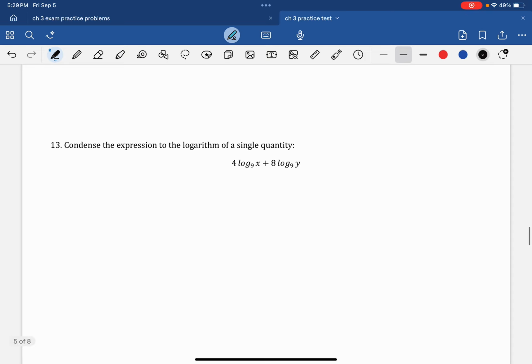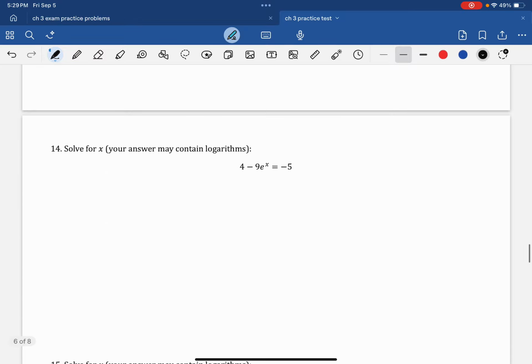Next question. Condense the expression to a logarithm of a single quantity. Here we're going to use our helpful formula. Whenever we have a coefficient in front of a logarithm, this is going to be as if we had an exponent on our input, right? So we can always bring a coefficient to the exponent of an input, and vice versa. An exponent can come out as a coefficient. So here we're going to be left with log base 9 of x to the 4th plus log base 9 of y to the 8th. And when we add logarithms, their inputs multiply, which means that this is log base 9 of (x to the 4th times y to the 8th). And don't forget your parentheses.